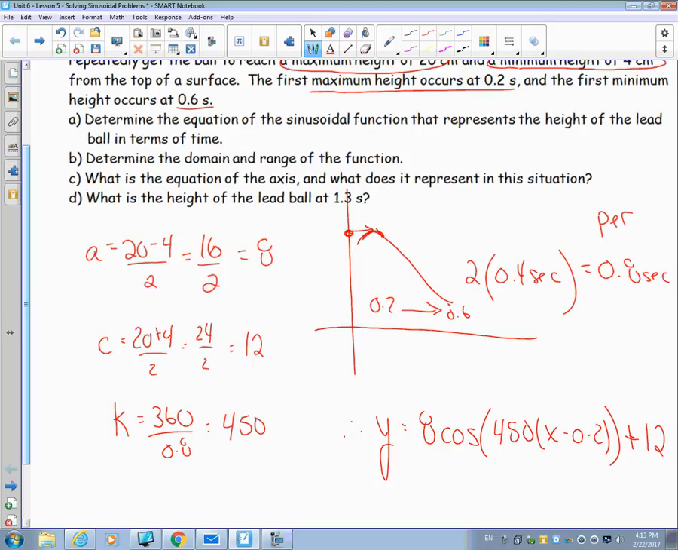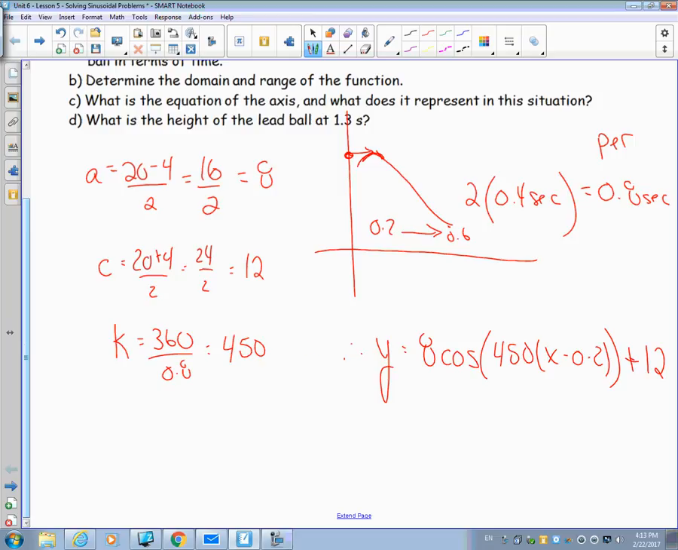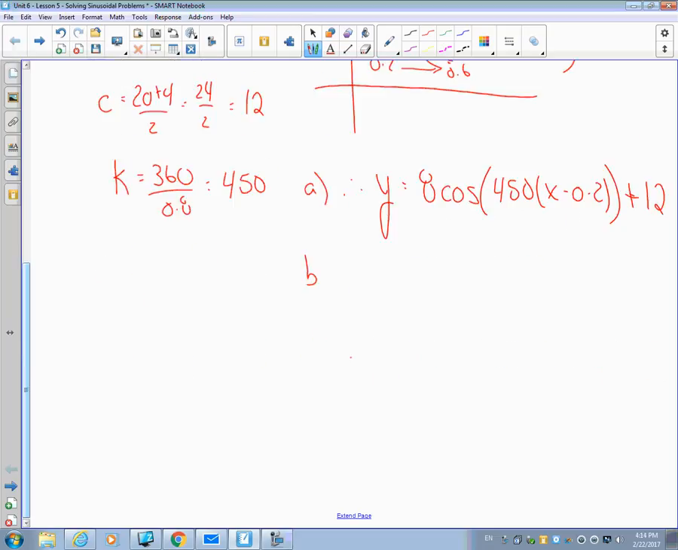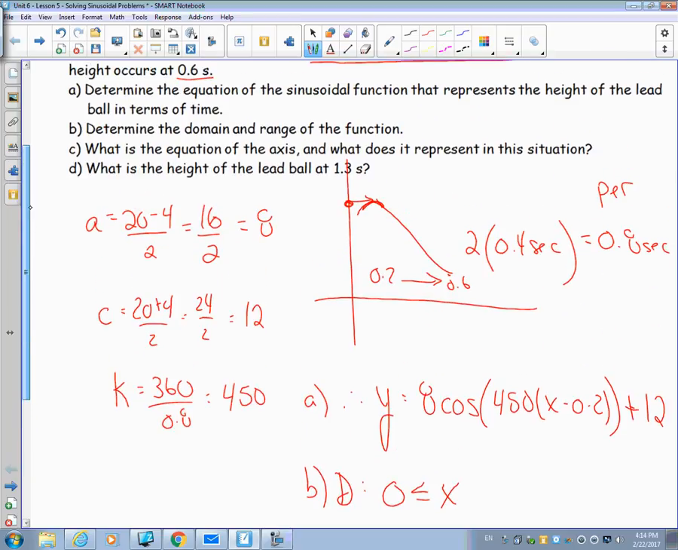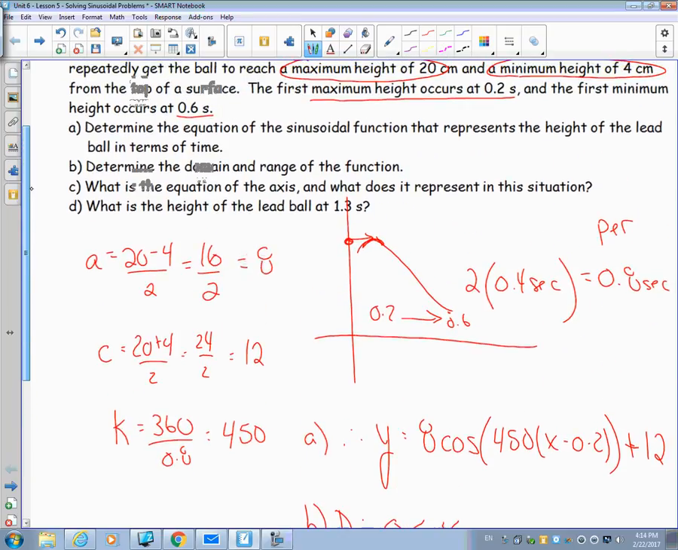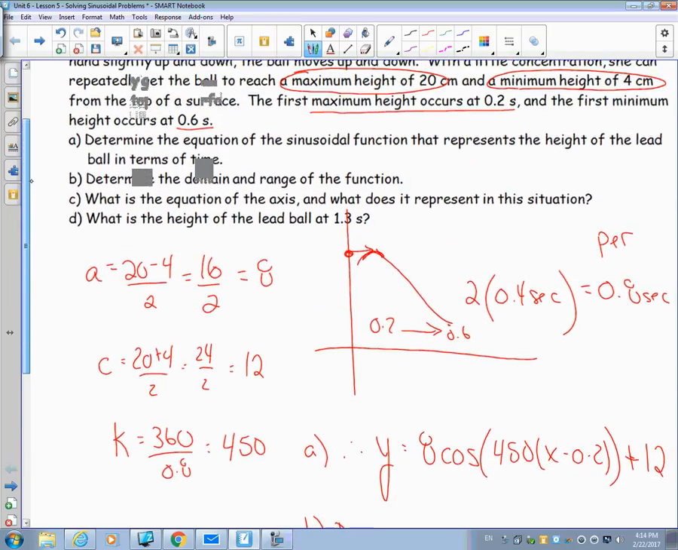Okay, part B, determine the domain and range of this function. So we're going to go back a little bit here. Domain and range we can figure out pretty easily. Domain's kind of cheating in some ways because as far as we know, she keeps going on and on forever and ever. Time starts at 0. It doesn't tell us when she stops, so we can say it keeps going.